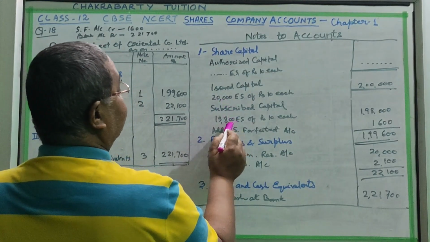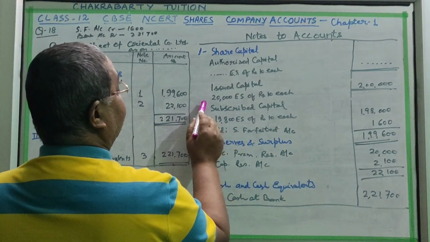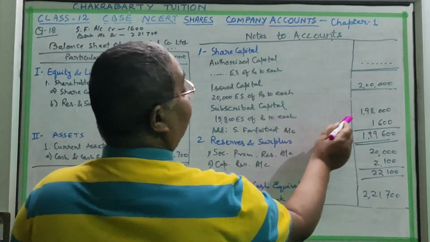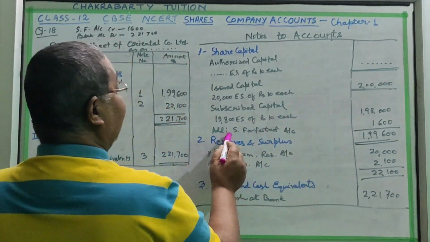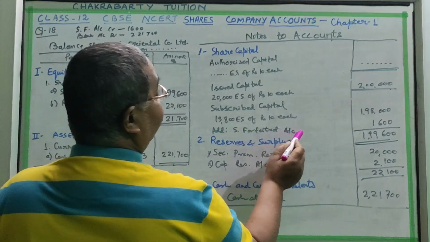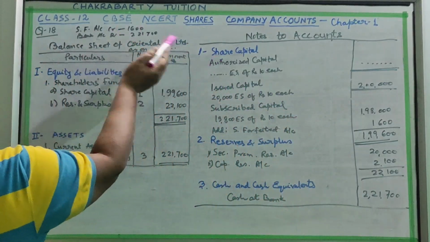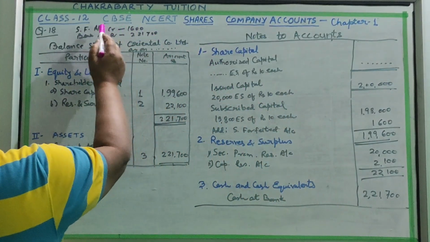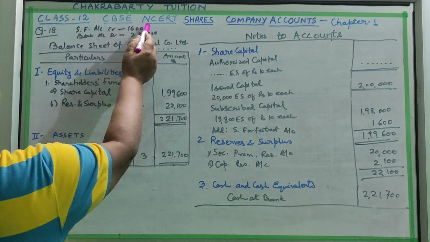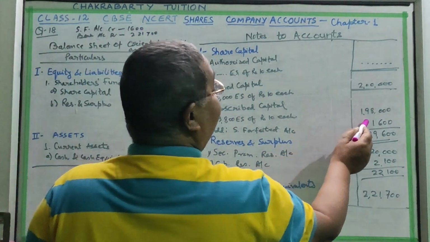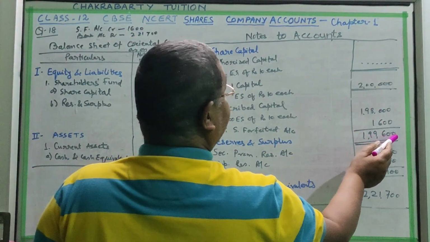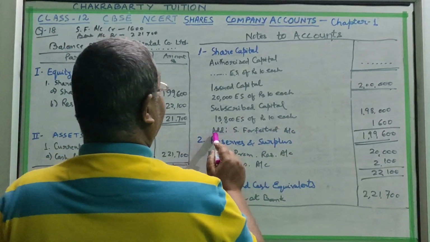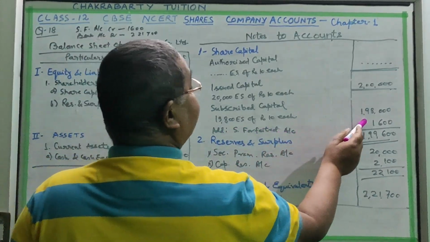Out of 20,000, the amount is 198,000, because 200 is not issued. Equity shares of 10 each, this amount will come. Then here you have to add the share forfeited account balance. Previously, in the previous slide, we made the share forfeited account where the balance was 1,600. That will be added here. So altogether, it is this one. Remember this in mind. This share forfeited account is created here.